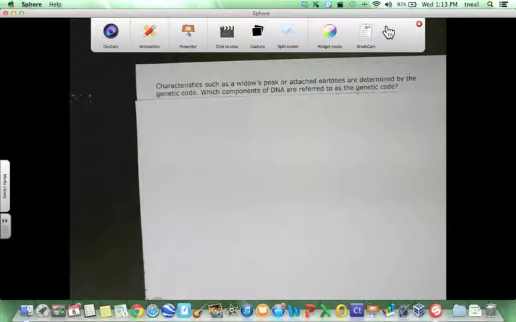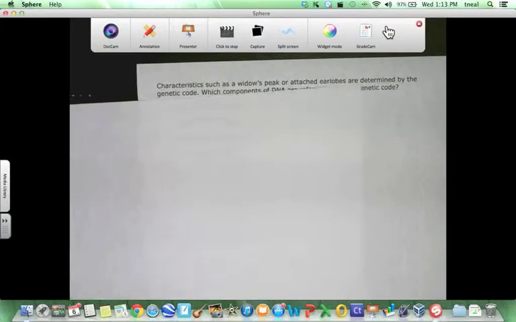So we start off and it says characteristics such as a widow's peak or attached earlobes are determined by the genetic code. Which components of DNA are referred to as the genetic code? Well, sometimes when I come to a question that I cannot remember everything, I will try to jot down what I do know, even if I don't know the answer.